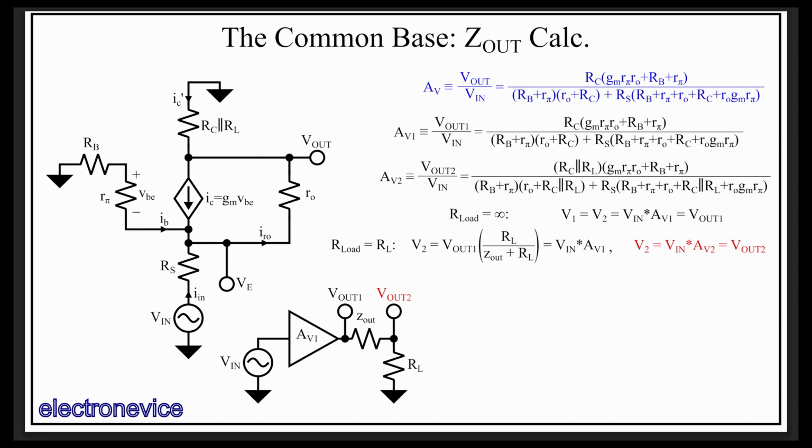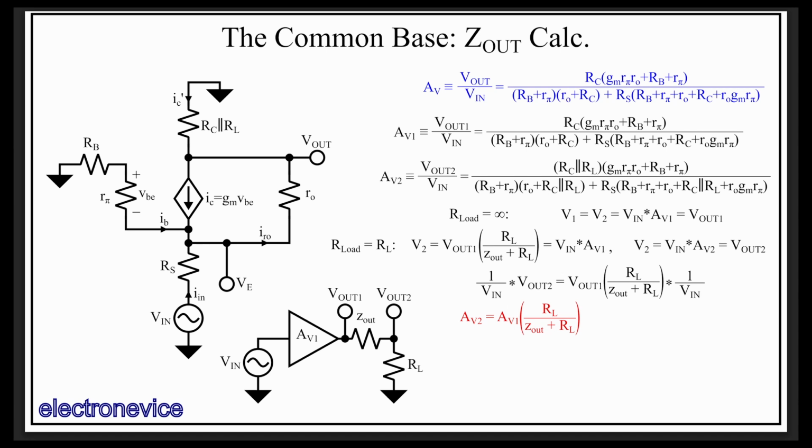And now we have enough to solve for Zout using equations we already have. So first we combine these two equations together, so we have Vout2 equal to Vout1 times the divider. Then we divide both sides by Vin, which was the key I mentioned earlier when I said that Vin was the same for both situations. We get this expression to contain the gains, which are known values, along with Zout and RL.